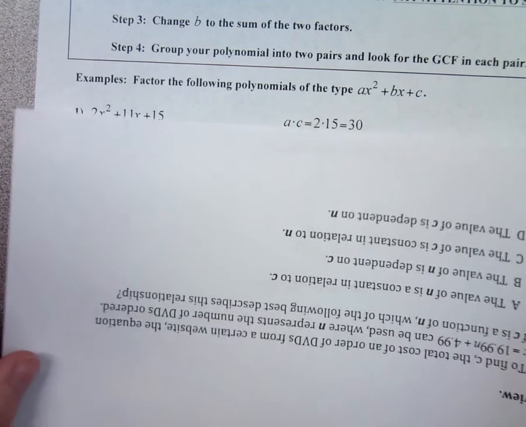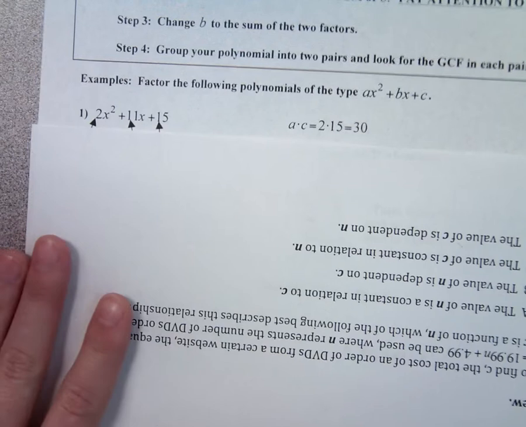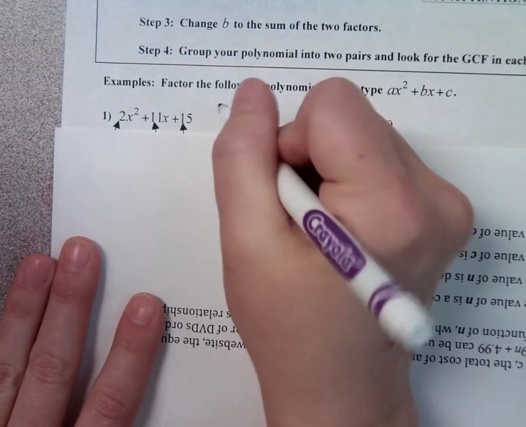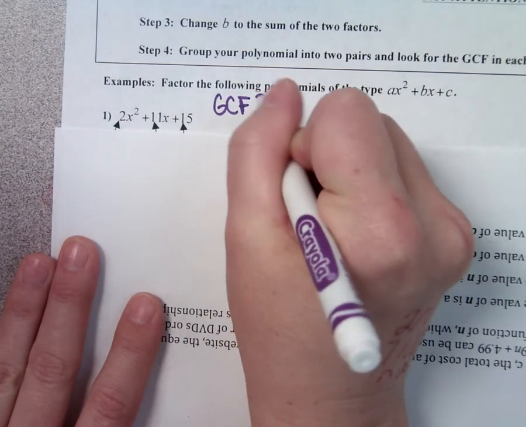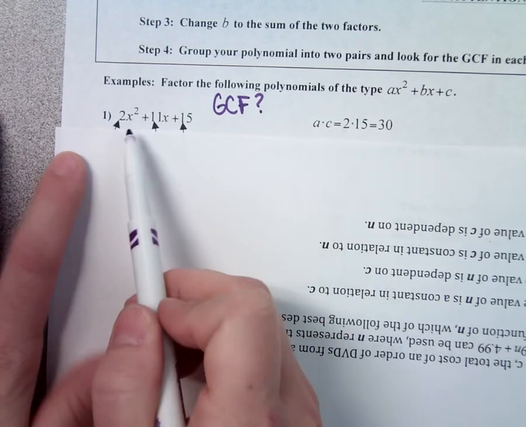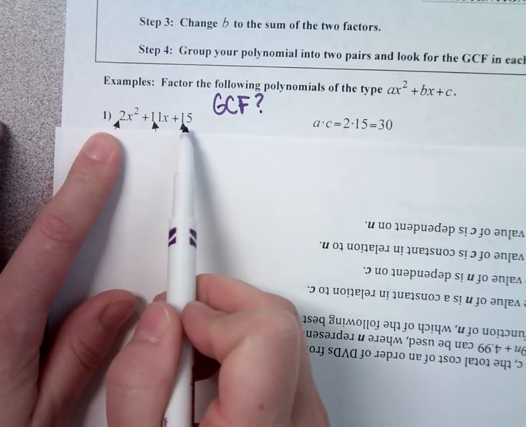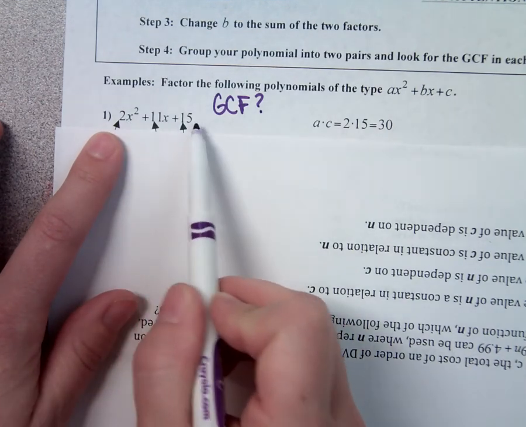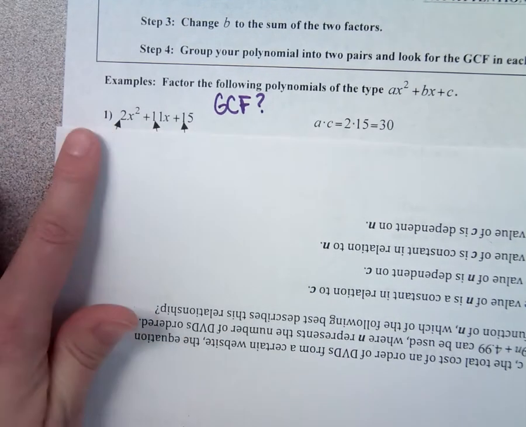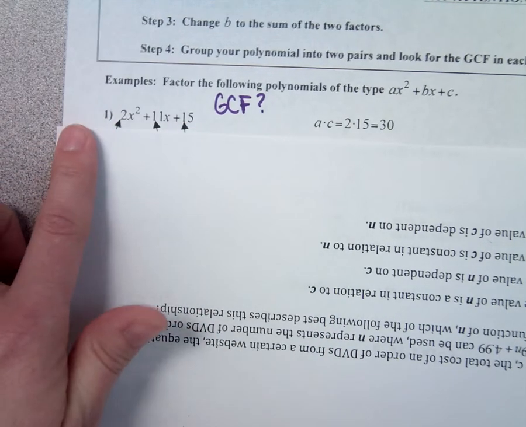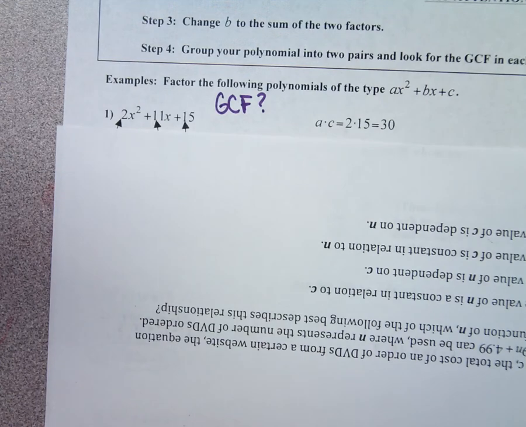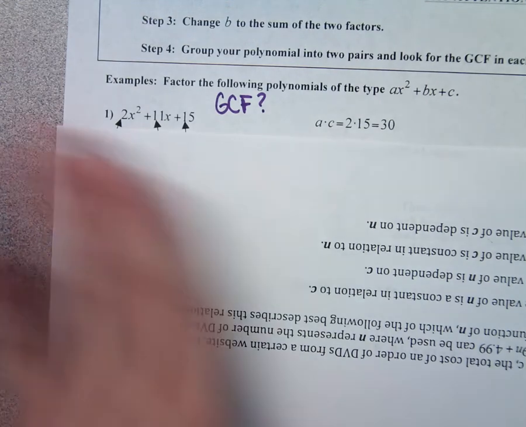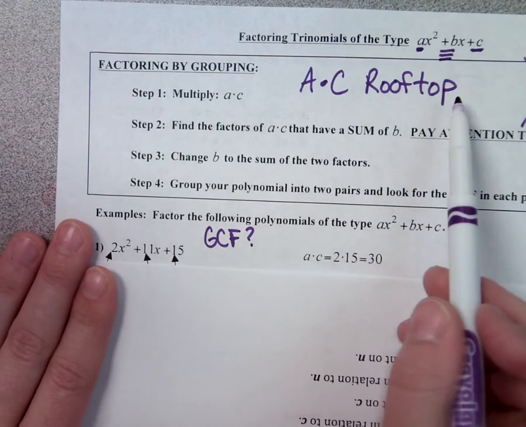Okay, so when I look at this first problem here, the first thing I would always want to look for is a GCF. So I'm just going to write GCF question mark. Is there anything that will divide into 2, 11, and 15 besides a 1? No. Do they all have x's? So this does not have a GCF other than a 1. If your GCF is just a 1, we move on. We try to do something different. And so that's what comes into play today, is this A times C Rooftop. So that's what we're going to call it.